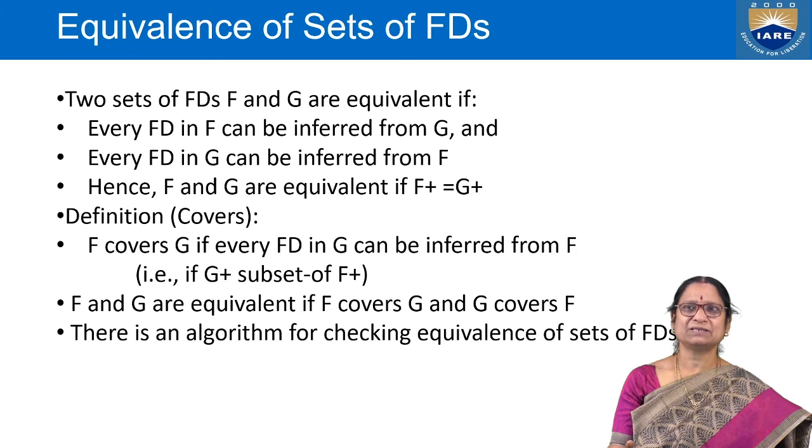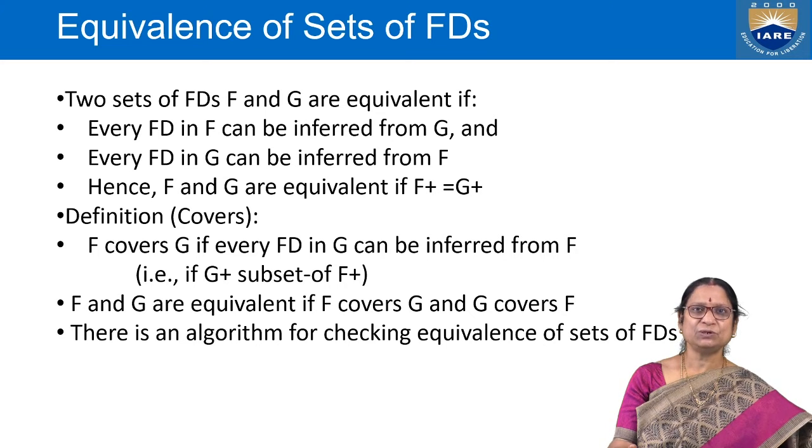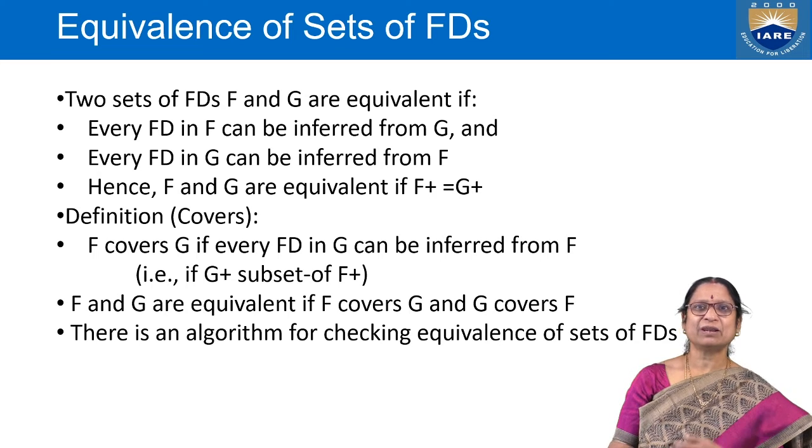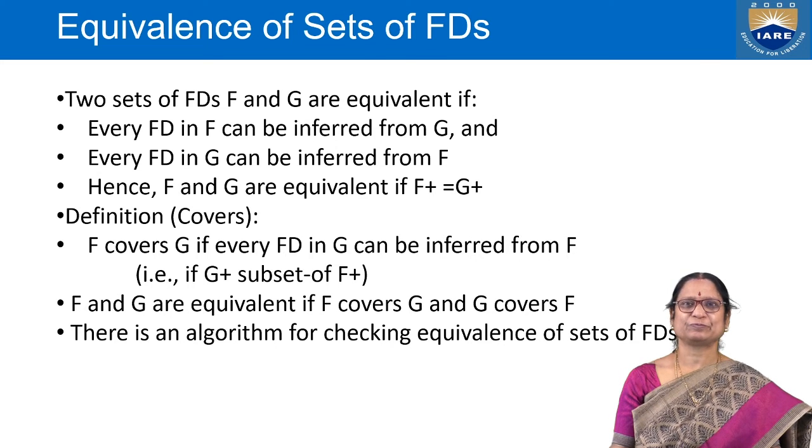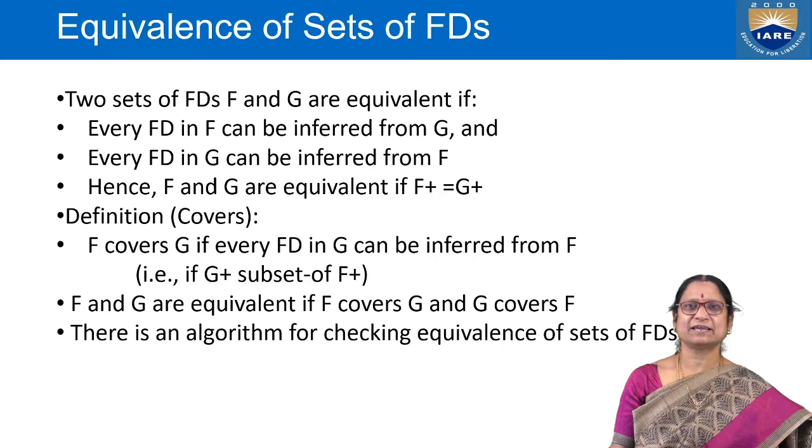Then we will call F plus equal to G plus. That means those two sets of FDs are equivalent. In other words, if the respective closures are equal, then the sets of FDs are equal. That is, F and G are equivalent if F plus is equal to G plus. Only inferred FDs are considered. All FDs inferred from F is F plus. That means your G must be in F plus as well as your F must be in G plus. In such cases, we can say the two sets of FDs are equivalent.